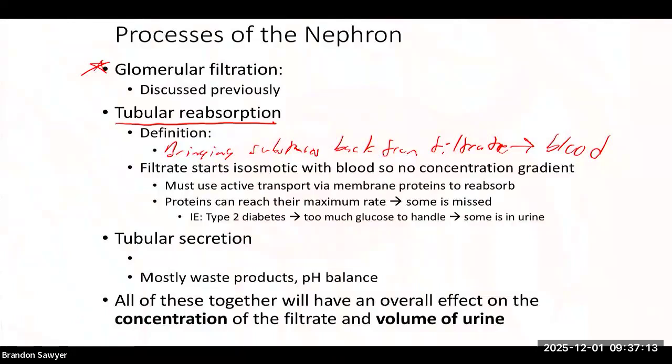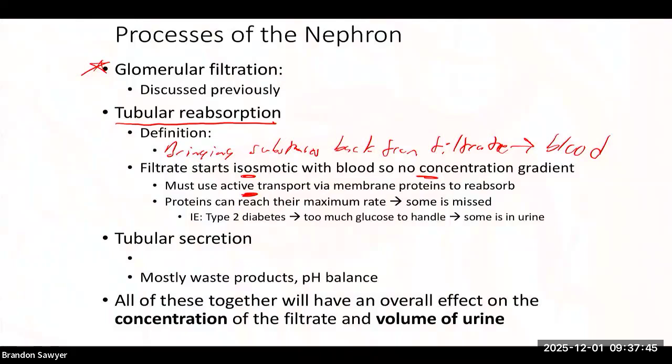And that filtrate is starting isoosmotic with the blood, so there's no concentration gradient. So anytime we want to get things back, initially we're going to have to use active transport, because we don't have a gradient. It's the same amount of sodium in the filtrate relative to the amount of water as there is in the blood.